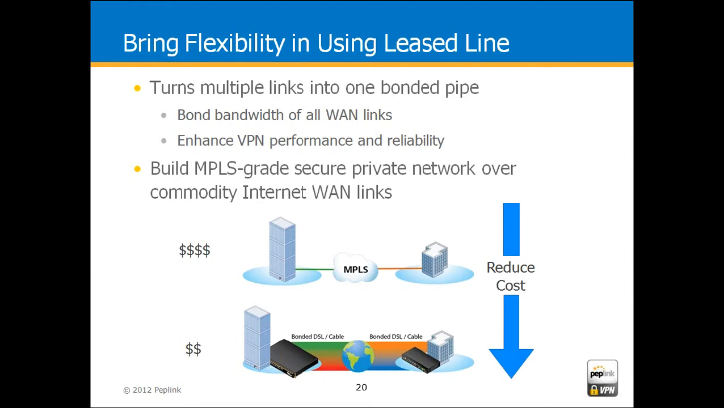Bring flexibility in using leased lines. Turn multiple links into one big fat bonded pipe. Bond the bandwidth of all WAN links. Enhance the VPN performance and reliability. Build MPLS-grade secure private networks over commodity internet links like cable and DSL. And obviously this is much, much cheaper than full-on MPLS.